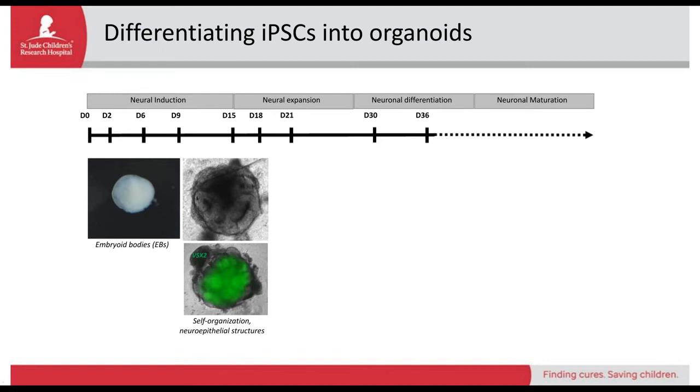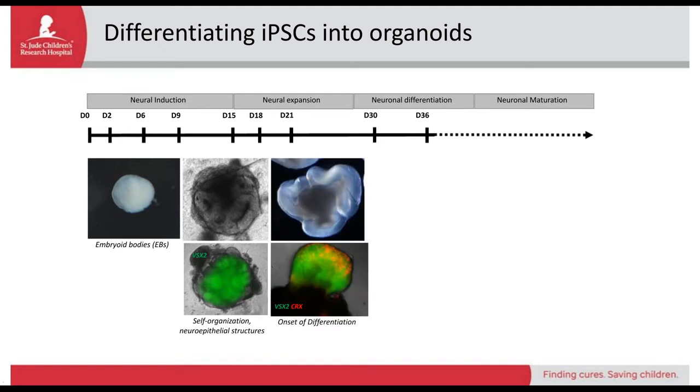The next phase is neural expansion, where these region-specific progenitors start proliferating, they expand. They also get specified into lineage-specific precursors, and some of these precursors also start differentiating. For example, in this double reporter line, you can see that the organoid still is comprised mainly of progenitors in green, but some of these progenitors are starting to differentiate, shown in red here. So the onset of differentiation starts with the neural expansion phase.